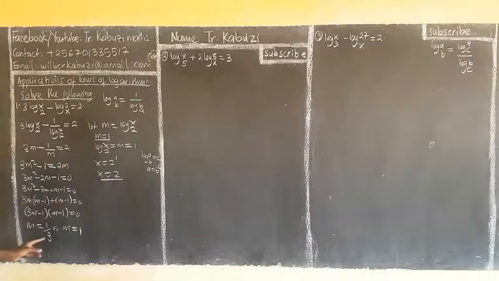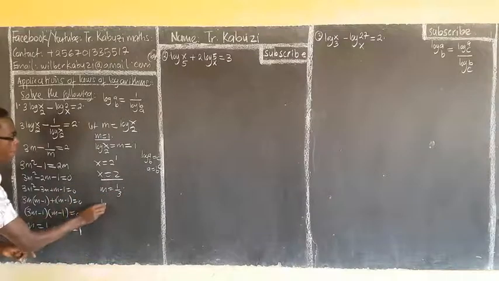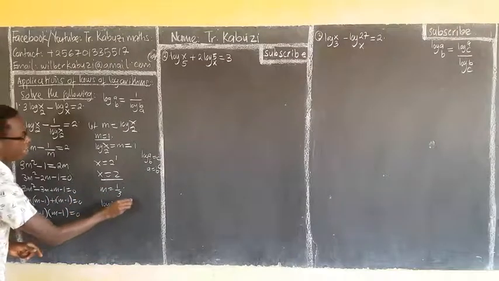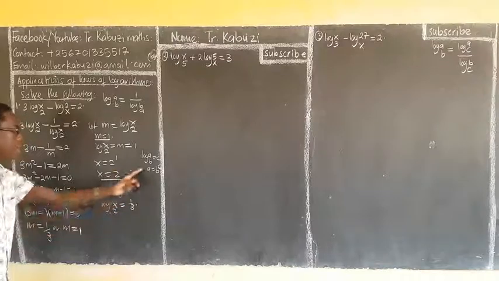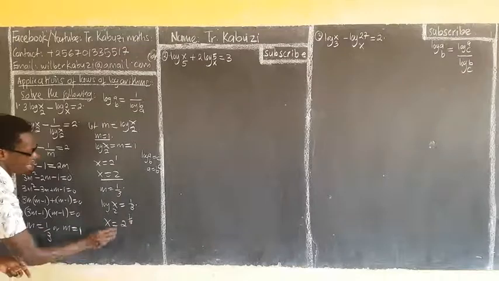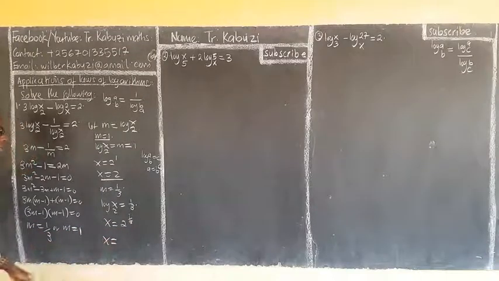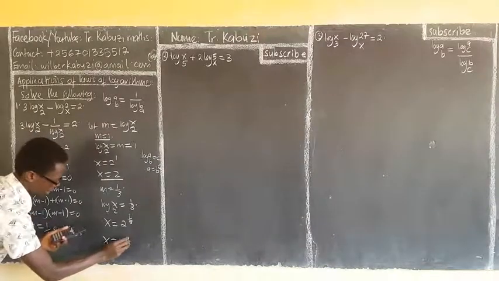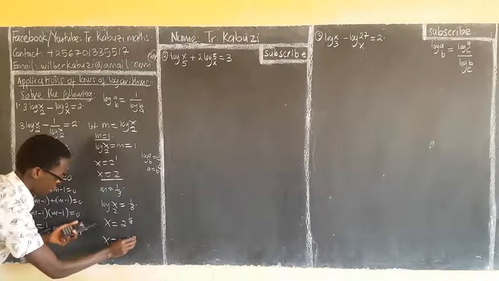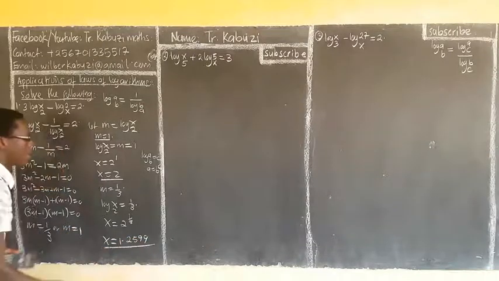Now when m is a third, so that now I have log of x to base 2 equaling to a third. With the same property, my x will be 2 power a third, and you can give it to whatever decimal places you want. For the decimal places, it is the cube root of 2. So this one is giving me 1.2599 for the decimal places.